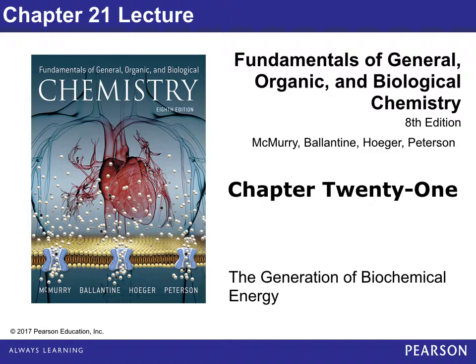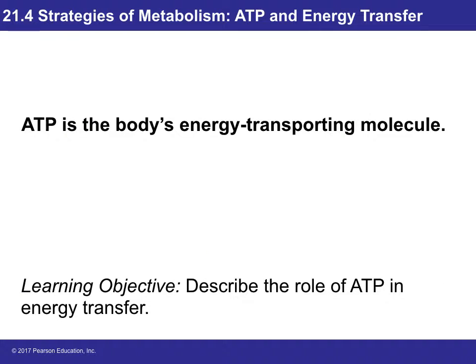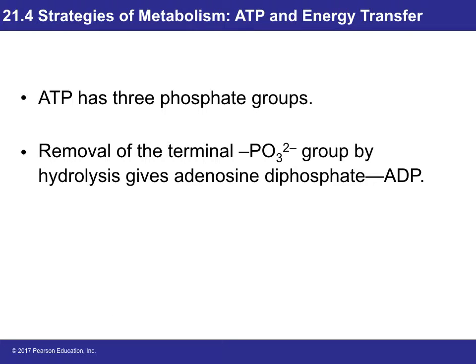Third part for chapter 21 on generation of biochemical energy. So ATP is the body's energy transporting molecule. Sometimes we refer to it as the currency for energy. ATP, adenosine triphosphate, has 3 phosphate groups.